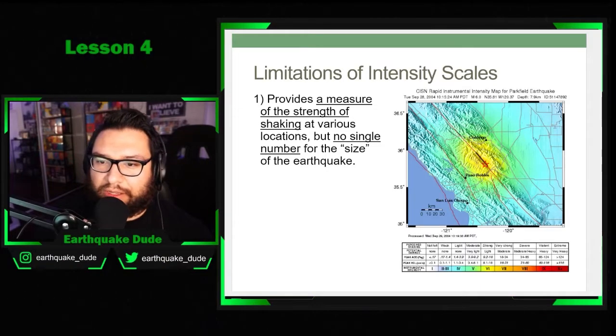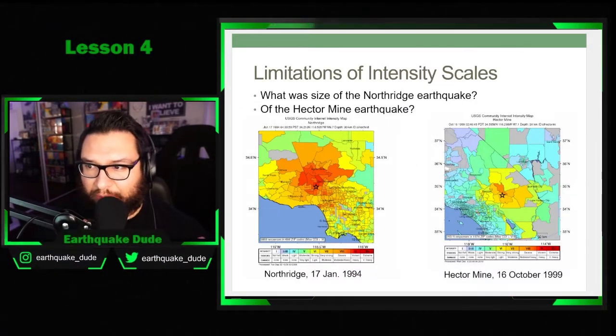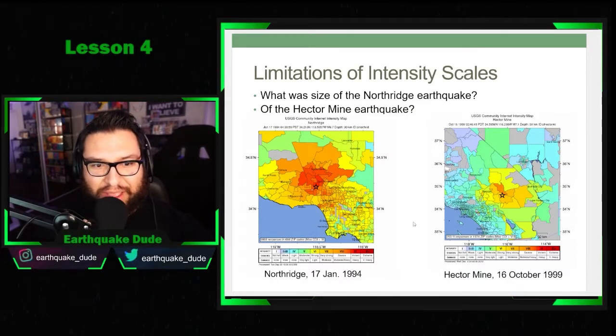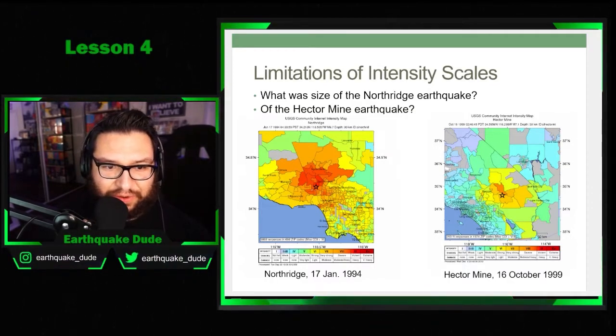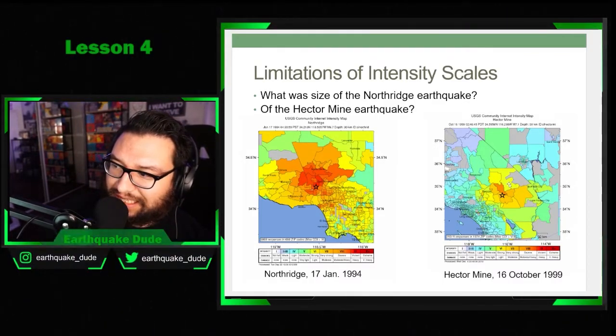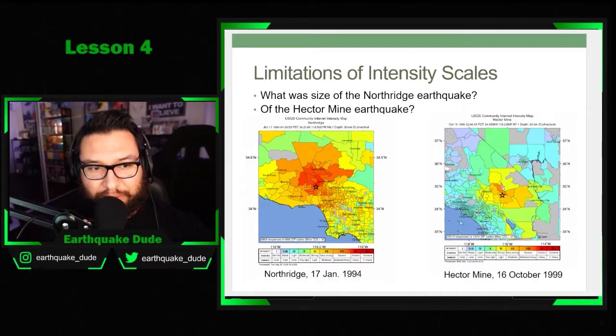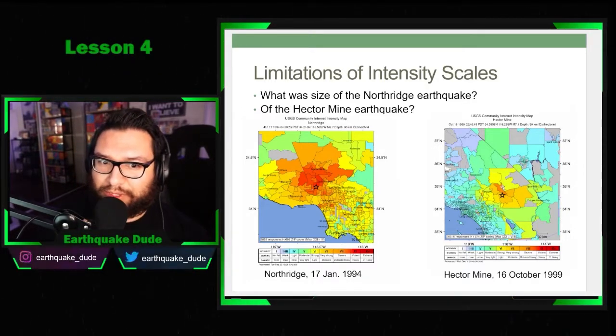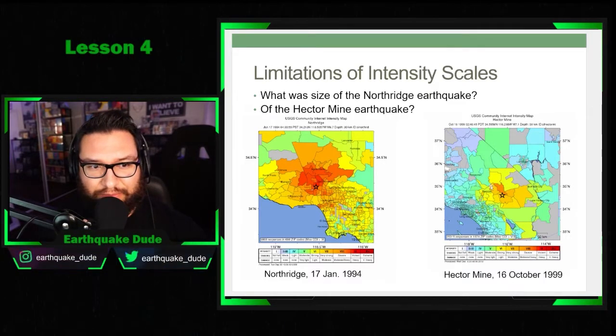Okay, so let's play a little game here. We got two earthquakes. Just don't look at them, just look at the colors. Look at the bright colors. We have the Northridge 1994 earthquake on the left-hand side, and then we have the Hector Mine earthquake in 1999 on the right-hand side. Which one was a bigger earthquake, energy-wise, meaning that magnitude? Which one was higher? I'll give you 2 seconds.